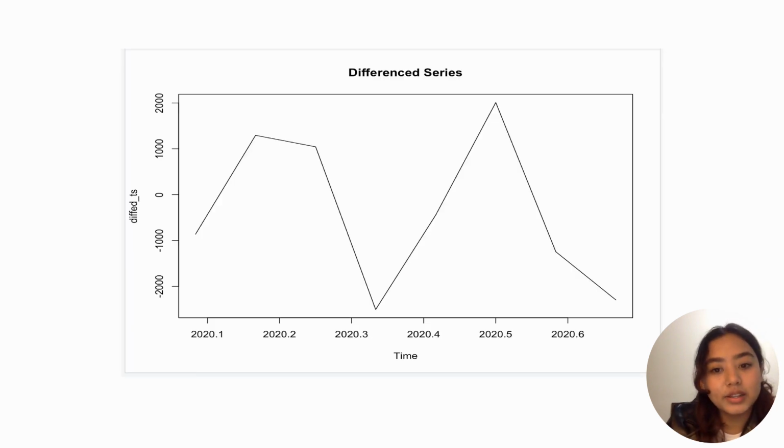The last one is the differenced series. This figure shows the differenced series over time. The plot highlights fluctuations around zero, indicating periods of increase and decrease, which helps in stabilizing the mean and making the data more suitable for time series modeling.